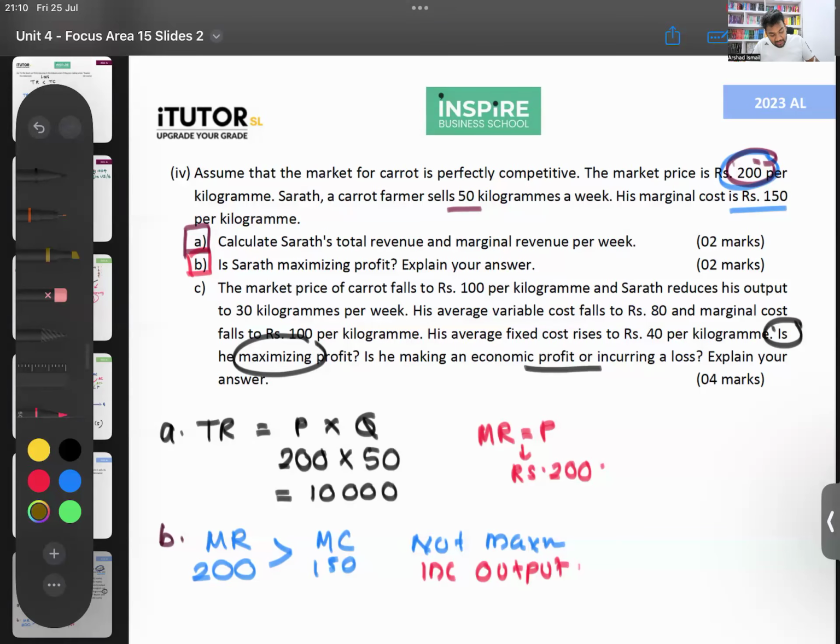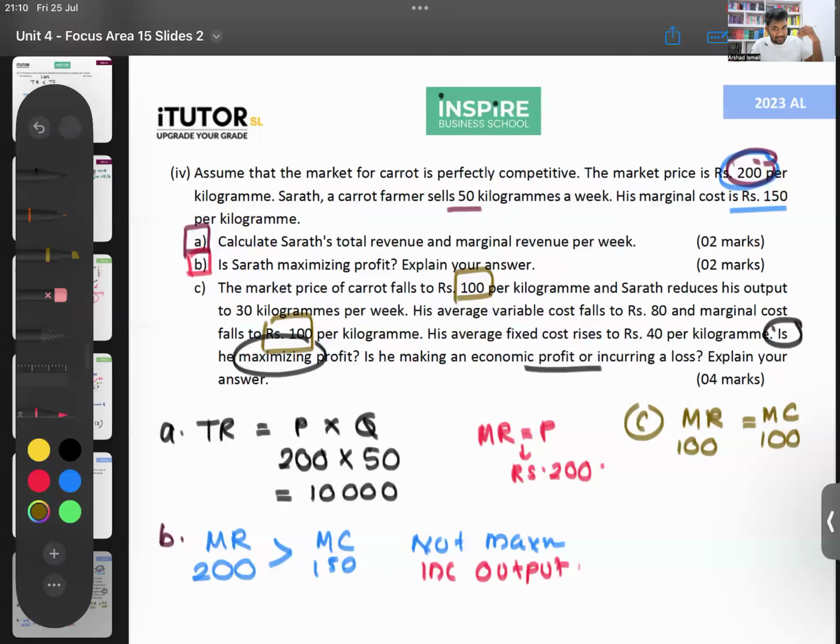First, to figure out if he is maximizing profit, compare the new MR and MC. The price has fallen to 100, so MR is 100. They're saying marginal cost is also 100. So is he maximizing his profit? MC is 100, so he is, right?